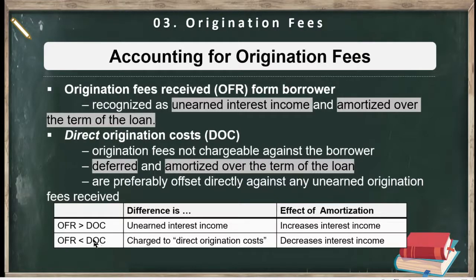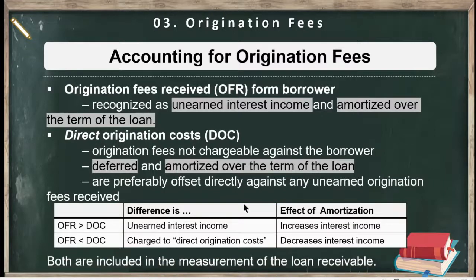Opposite, if the origination fees received is lesser than the direct origination cost, the difference is charged to direct origination cost. So instead of unearned interest income, it becomes the account title, or it is charged to the direct origination cost. And the effect of the amortization of this one is that it will decrease the interest income.